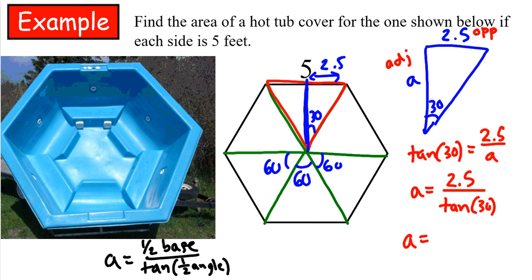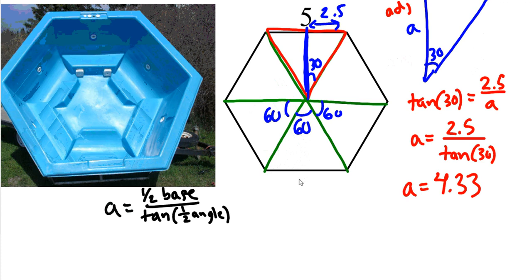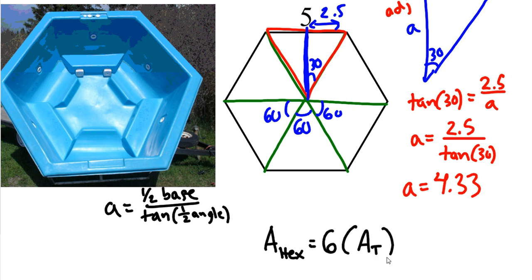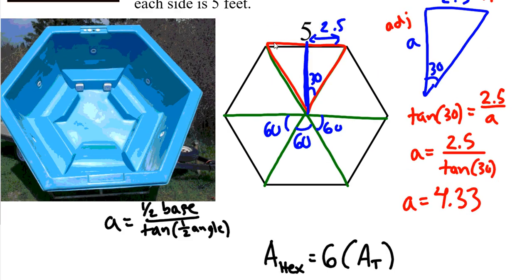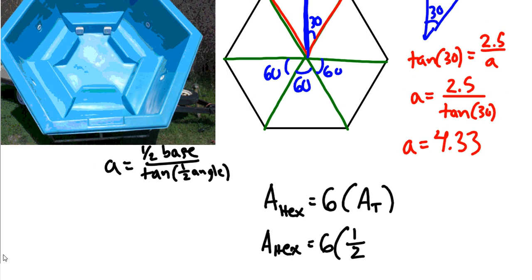2.5 divided by the tangent of 30 tells us that this apothem is 4.33. So that's the height of one of the triangles. So now, what would I do? Let's find the area of the entire hexagon, which is going to be 6 times the area of one of the triangles. But now we know the height, and we can do it. Area of the hexagon will equal 6 times one of the triangles is 1/2. The base of each of the triangles is 5 all the way across, so 5 times the height we found is 4.33.